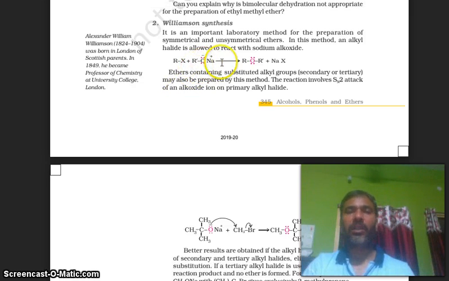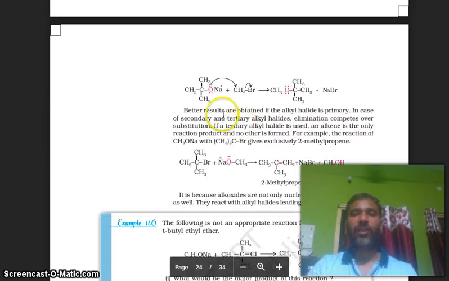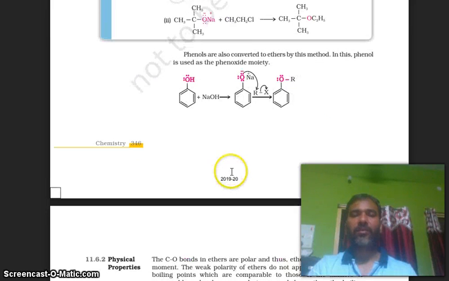RX and RONa, NaX will form here, formation of ether. This is the mechanism. You see, if you have alcohol, sodium phenoxide, and again you have alkyl halide, you will get this ether.